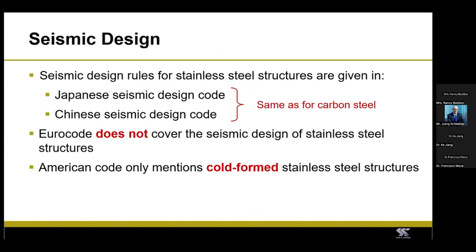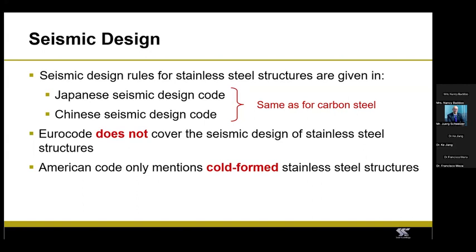The Eurocode doesn't cover the seismic design of stainless steel structures. And the reason for this is because most European countries are not located in seismic regions. And because of this, there hasn't been an initiative to extend the carbon steel rules to stainless steel structures. In the US, the seismic design only mentions cold formed stainless steel structures, but design rules for this type of structures are not comprehensive.